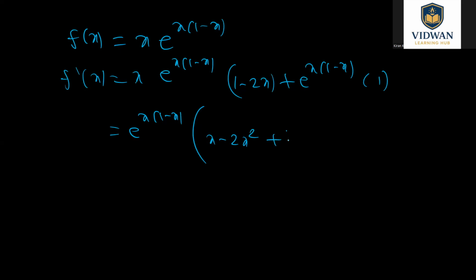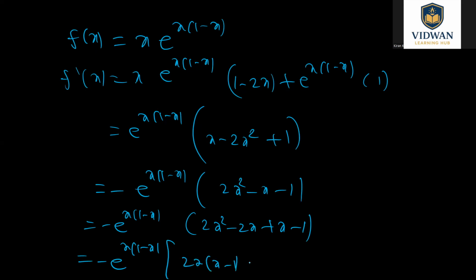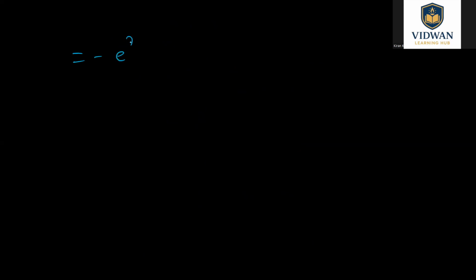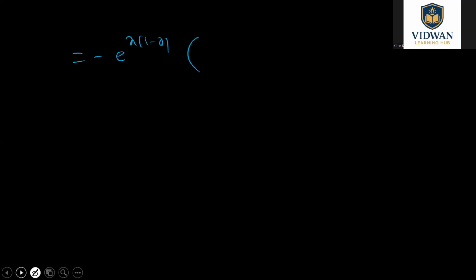Here 1 will remain. So take minus common. Then this will become 2x square minus x minus 1. Try to factorize this. So when you factorize, the middle term can be written as minus 2x plus x. So minus of e power x into 1 minus x, 2x into x minus 1 plus 1 into x minus 1. So the factorization of this would be minus of e power x into 1 minus x multiplied with 2x plus 1 into x minus 1.